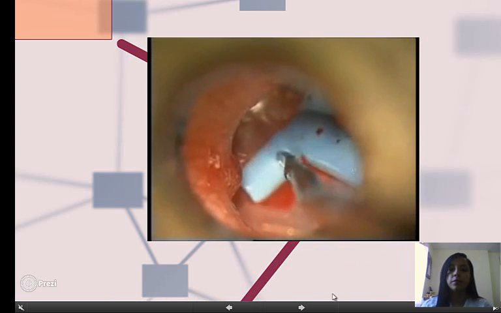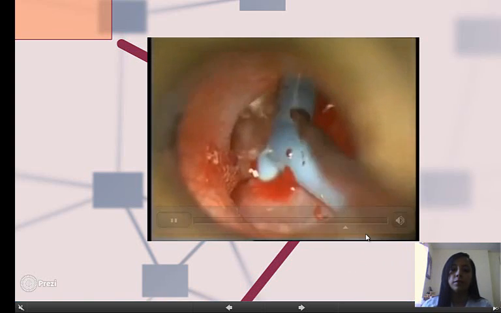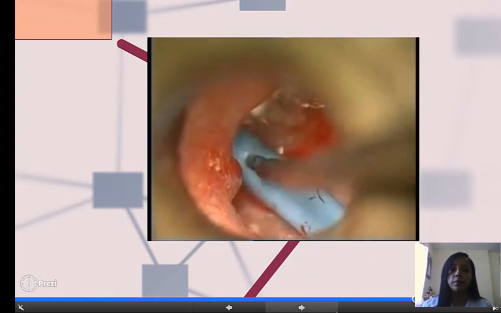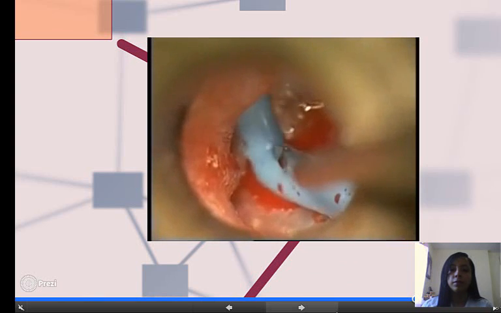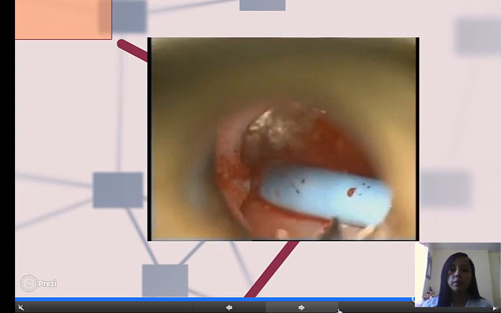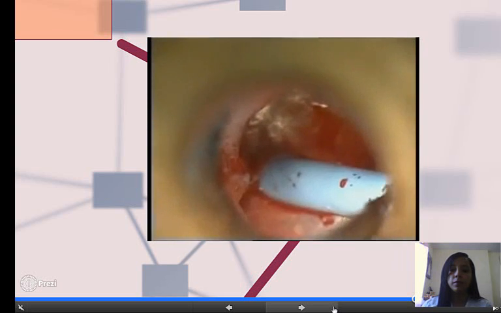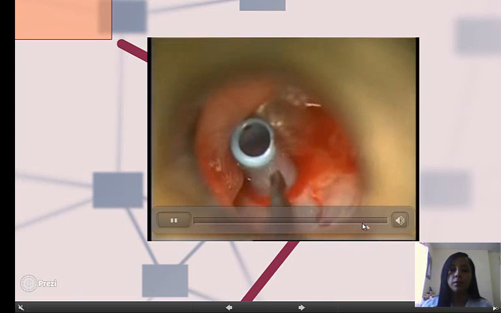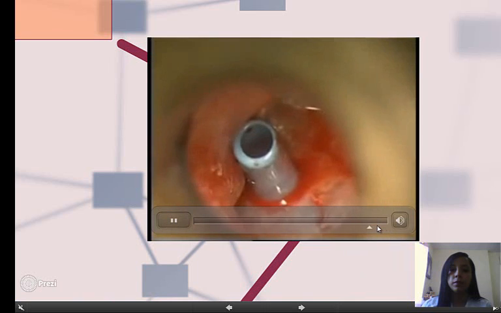The tube is manipulated around and it is inserted. Care must be taken not to tear the eardrum, because as you can see, the eardrum is not really healthy and it looks calcified. Once the tube is in, practically the job is done.